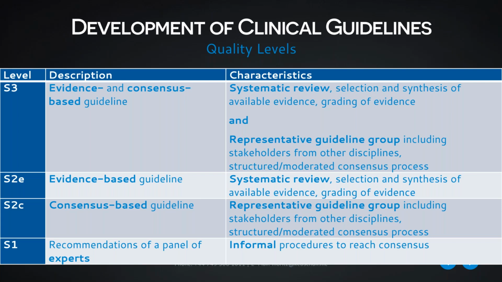We had 15 different papers to work on in this guideline project, and combine that with the clinical expertise of a large group of representative guideline group members or stakeholders, and to work on these data in a systematic, structured consensus process. This means S3 is actually the best you can get. It has both the systematic review in it and a representative guideline group.